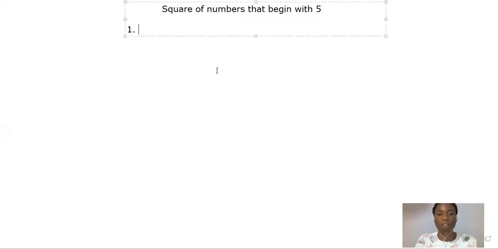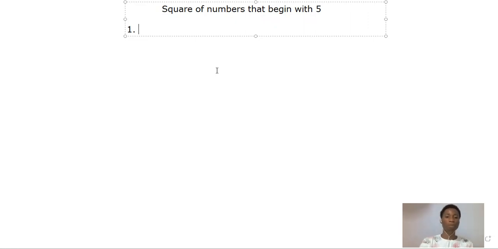Okay, hi guys. So we're having another class, and this one has to do with the square of numbers that begin with 5. So any number that begins with 5, 50 something, 500 and something. I will only be dealing with 2 digits for now. After now, we'll go to 3 digits. So, square of numbers that begin with 5.